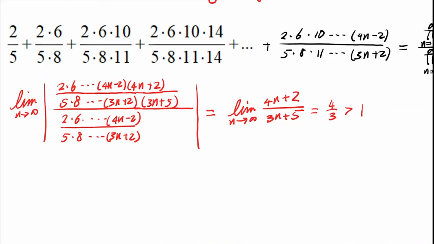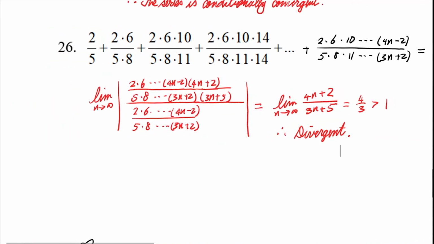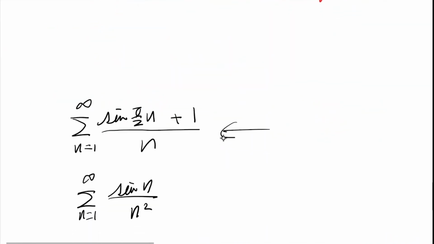So if the ratio test is greater than 1, what do you say? This is divergent. You don't even have to bother with the alternating series test. It's divergent. Another way of saying it is the sequence inside is growing, so it will not die down to 0. So this is divergent. It fails everything now. See, the ratio test is very nice, isn't it? Okay, so that's 26.